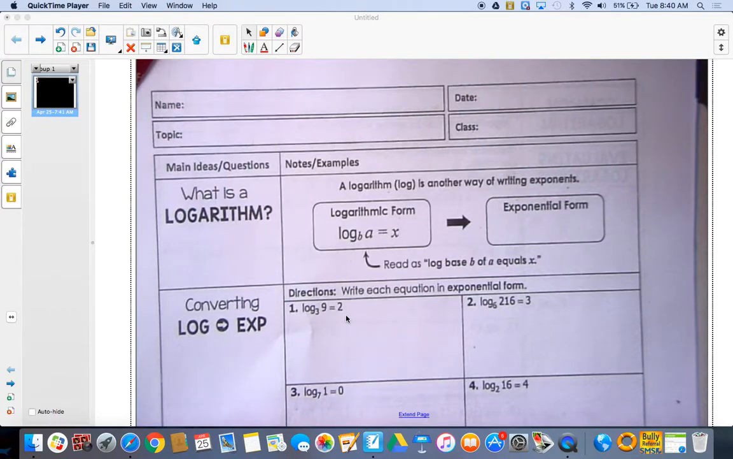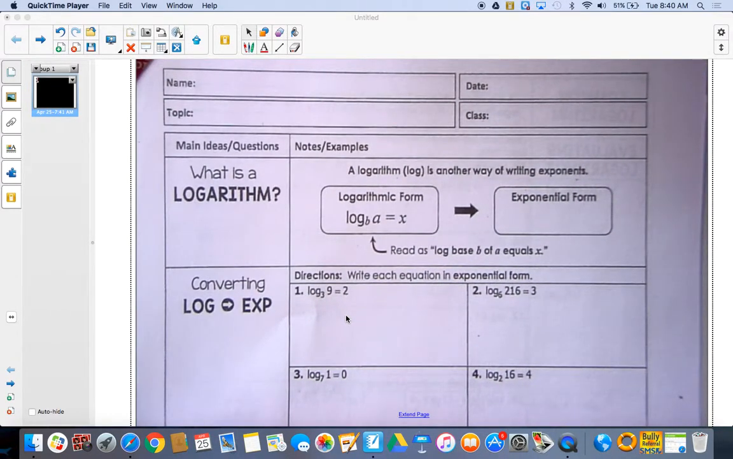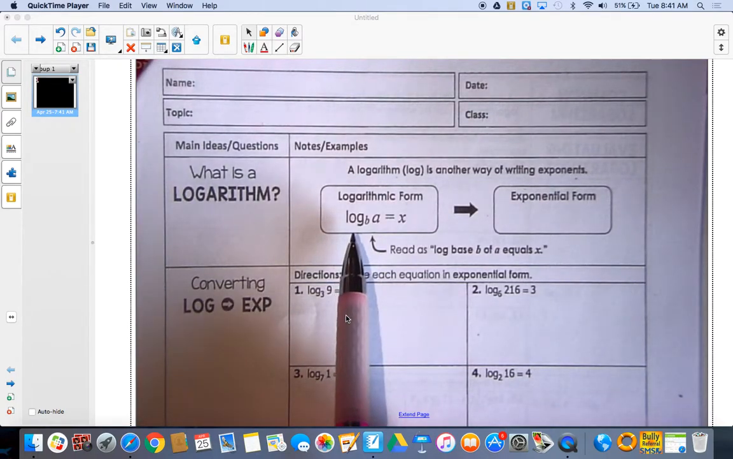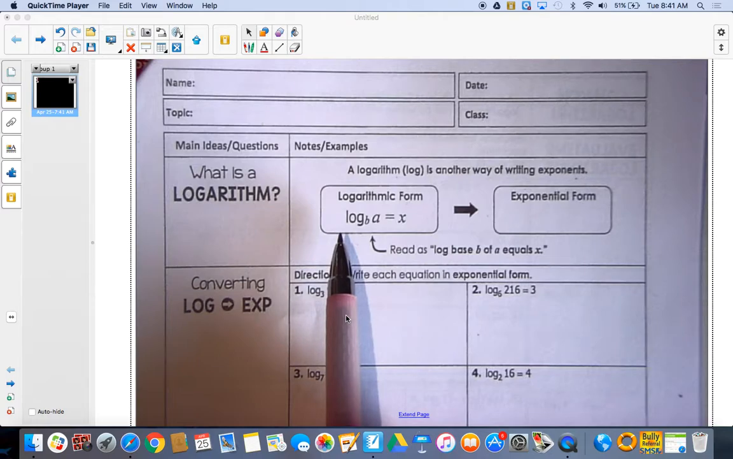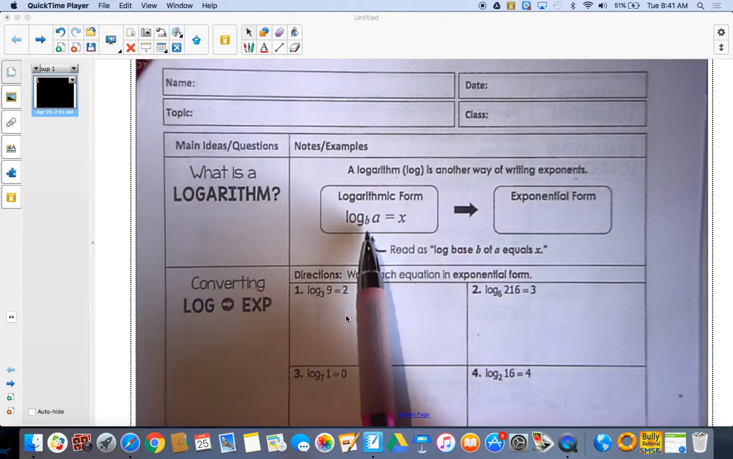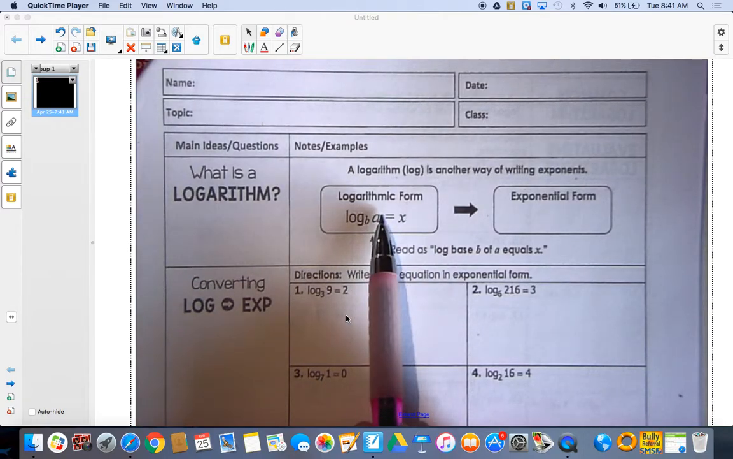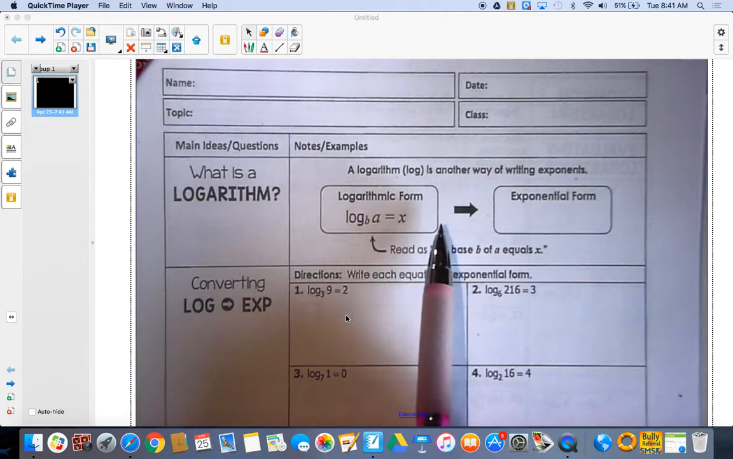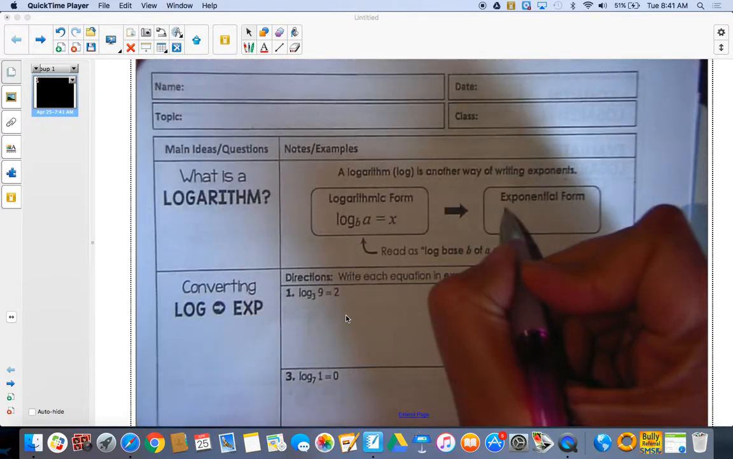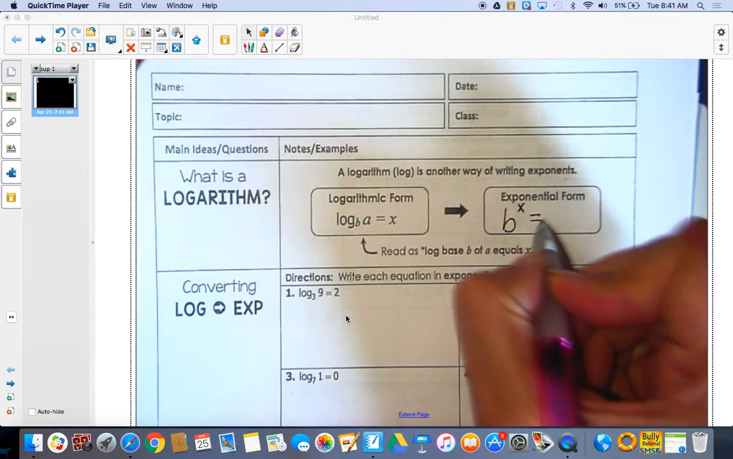So what is a logarithm? A logarithm is just another way of writing exponents. You will notice you'll have this key in your calculator, so I'm going to show you how to use that key later. But this is log, your b is your base, a equals x. So in exponential form, it's b to the x equals a.